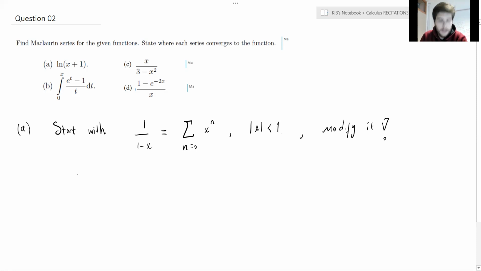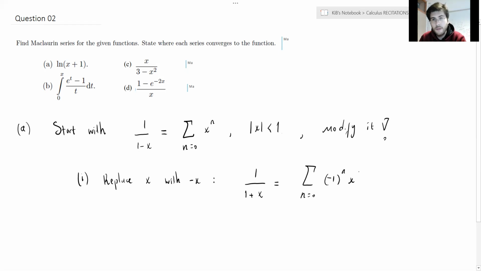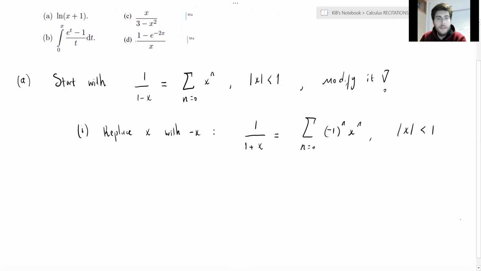So how to modify is as follows. The first modification is just to replace x with minus x. It's a very naive modification, but it helps us find what we need. If you do this, we have something like this, right? Clearly, x to the n, and nothing changes here with this restriction. And fine, now we're almost done.